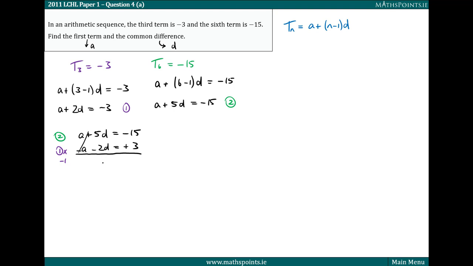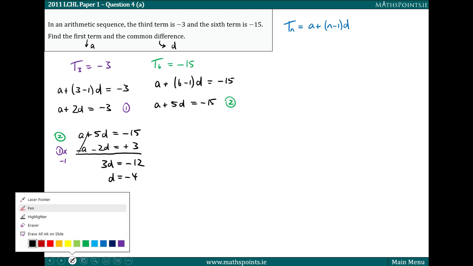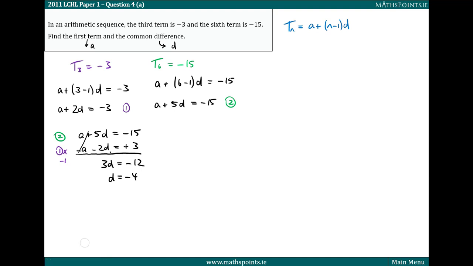I have 5d minus 2d is 3d. Minus 15 plus 3 is minus 12, and then divide both sides by 3, I get d is minus 4. So the common difference in this question is minus 4. What we're going to do is take d equals minus 4 and sub it back into either equation 1 or equation 2. I'm going to sub it back into equation 2, but it doesn't matter which one you sub it back into.